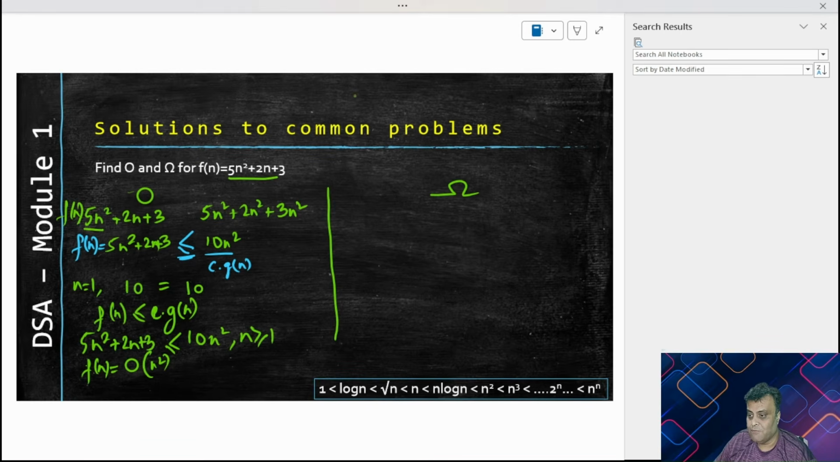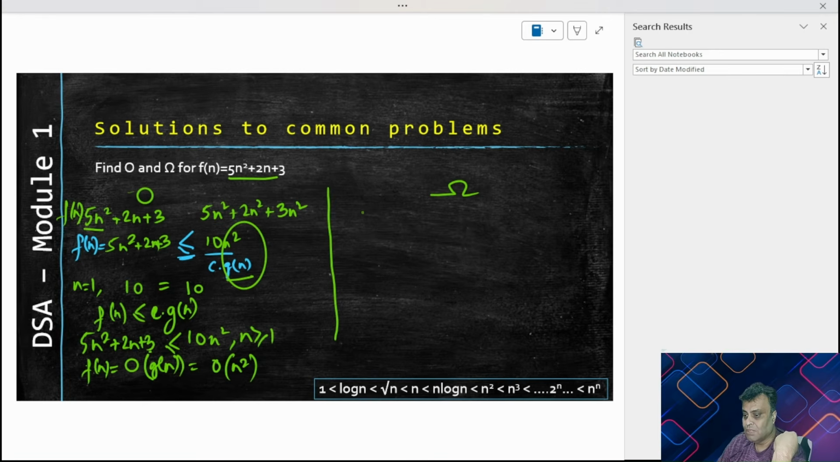Why? Because f(n) is actually, if I break this down one more step, then f(n) is big O of g(n), and our g(n) is n square, right? So our g(n) is n square because of this. So we will say big O of n square. So that's the answer to this.